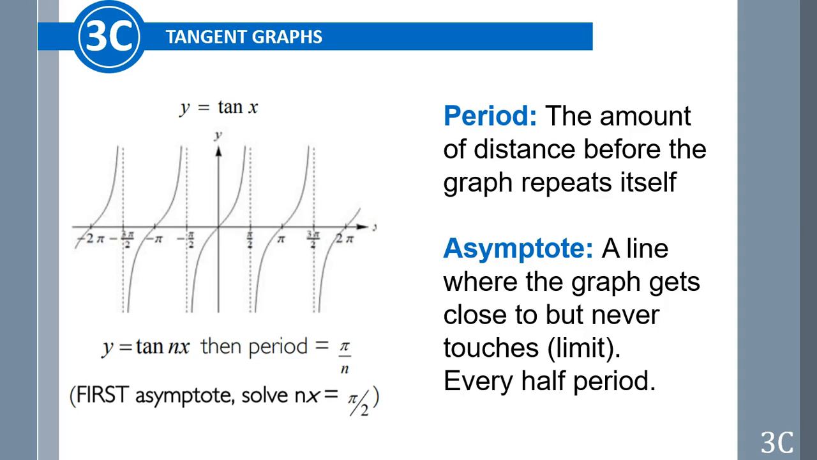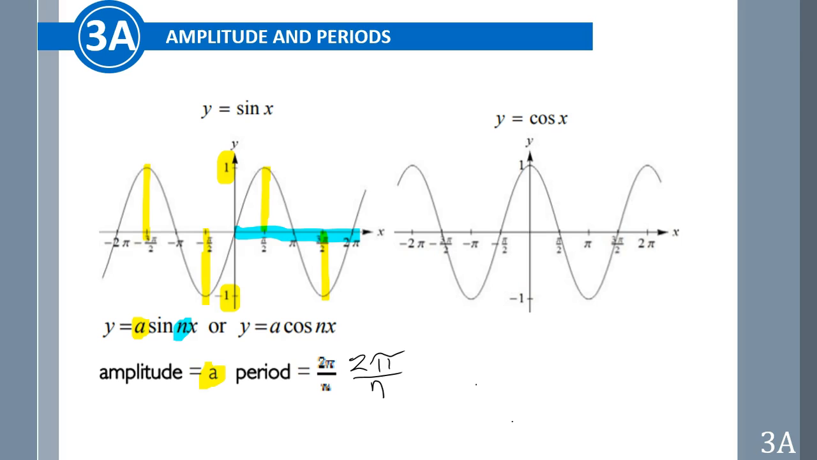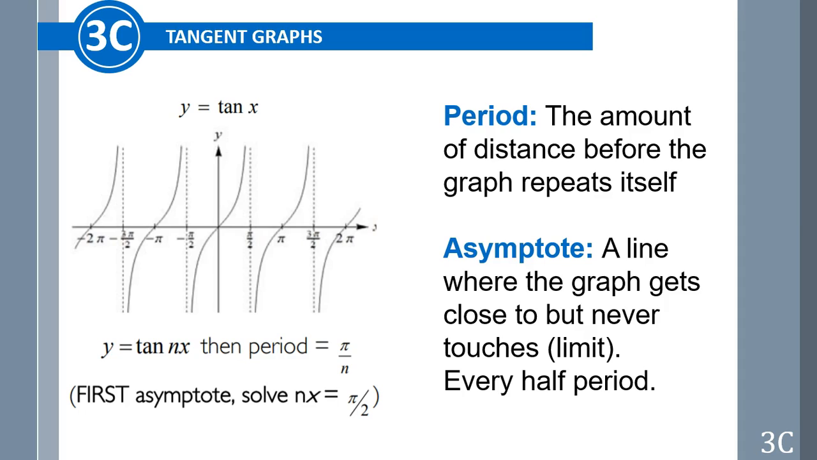Hi guys, this is our last video for trigonometry, and in this one we're going to go through the tangent graphs. So you should have gone through sine and cosine graphs, and from that there's nothing really new in the tan graphs, they just look a bit different. The tan graphs are made up of two things. They're made up of the period, similar to sine and cosine, and they're also made up of an asymptote.